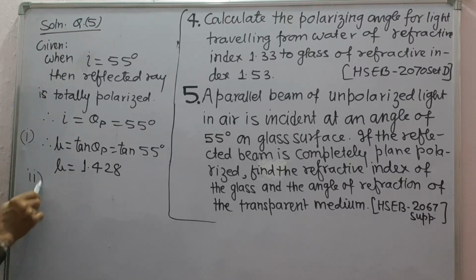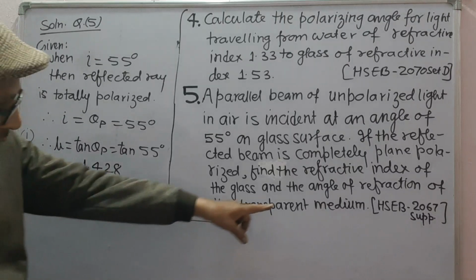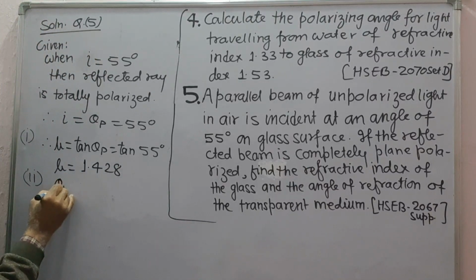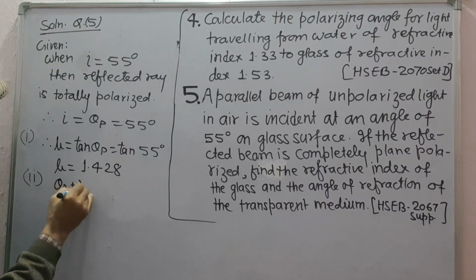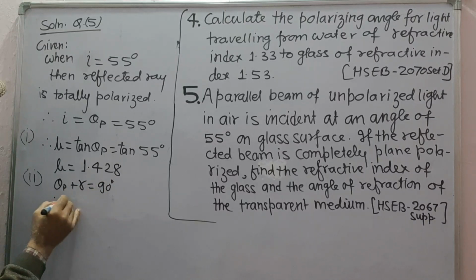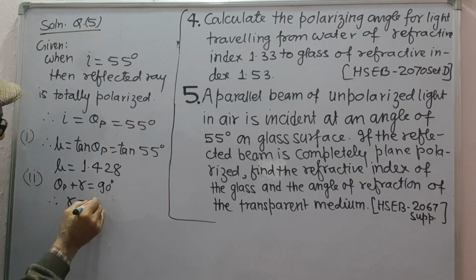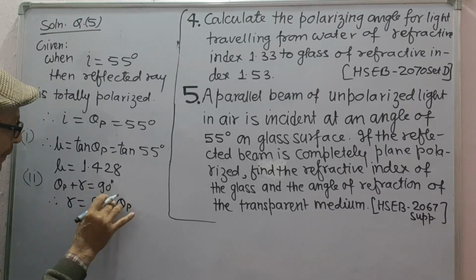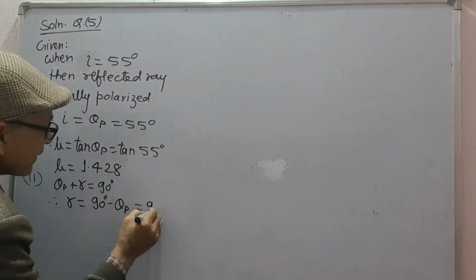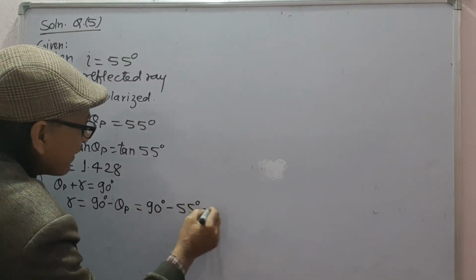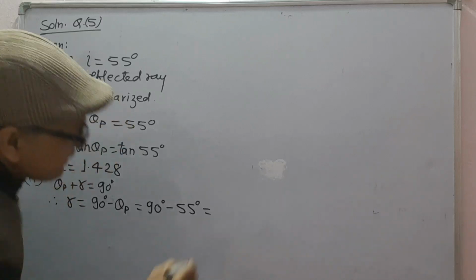Second part, angle of refraction. So theta p plus r is equal to 90 degrees. Therefore, r is equal to 90 minus theta p, 90 minus 55, which is equal to 35 degrees.